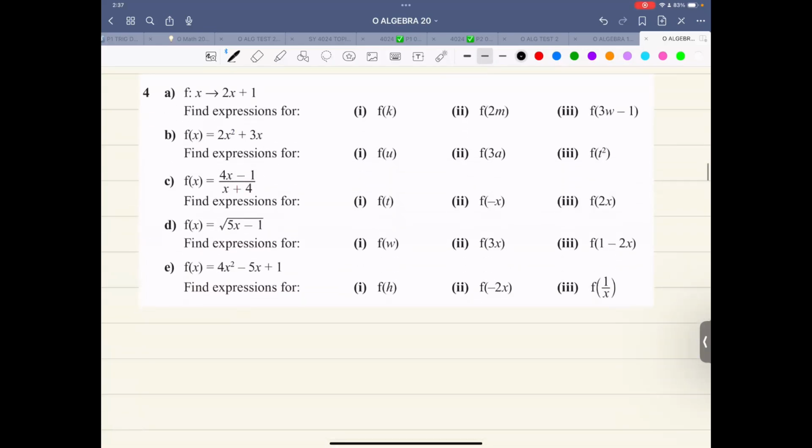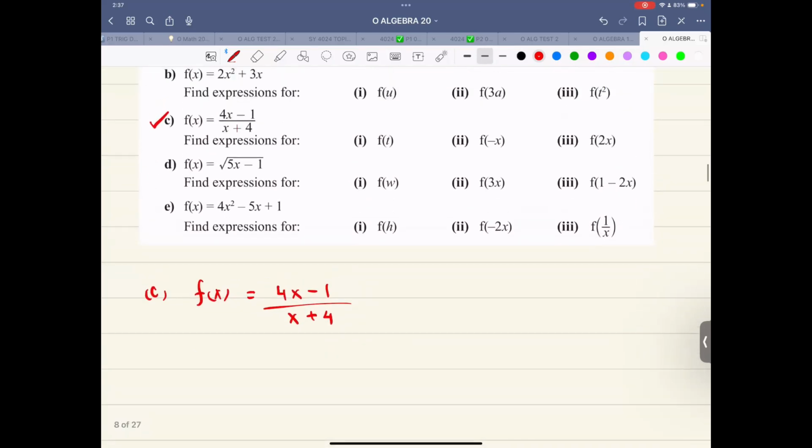Expressions like this. For example, let's look at part C. Part C, f of x is (4x minus 1) over (x plus 4). It's in a fractional form. Let me evaluate f of t. So f of t, that is (4t minus 1) over (t plus 4).